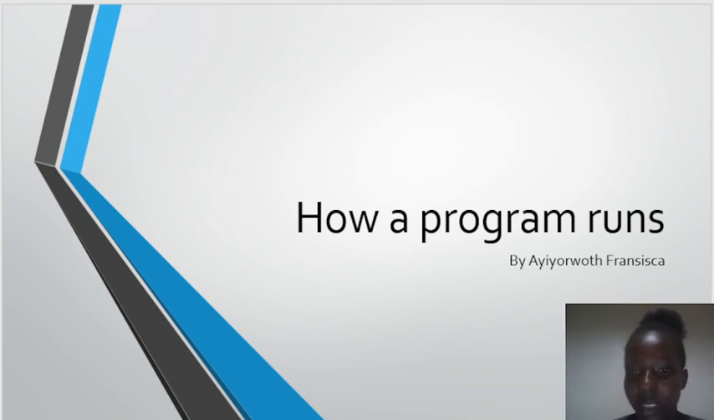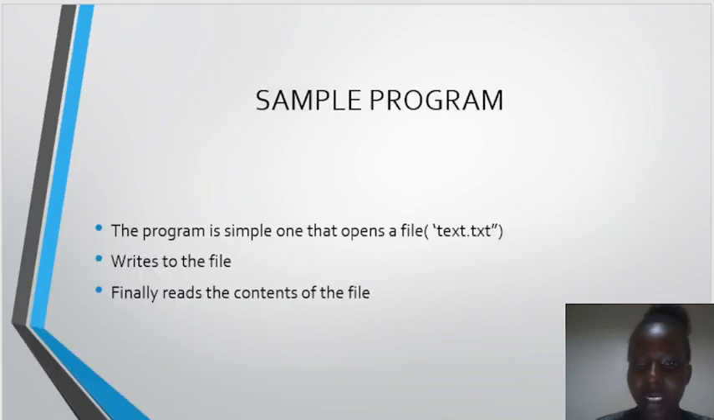I'm going to talk about how a program runs, especially from the operating system's perspective. I'm going to give a sample program and talk about the services the operating system provides to support the execution of that program. The sample program is a simple program that opens a file named text.txt, writes to the file, and after writing, reads the contents of that file.